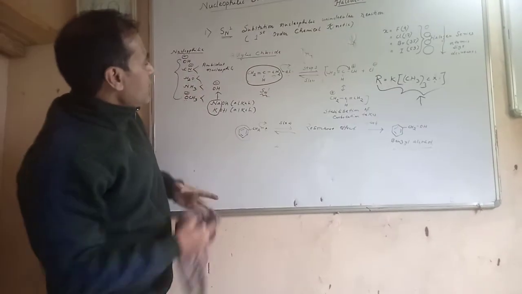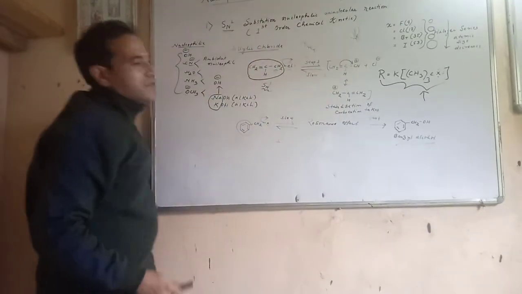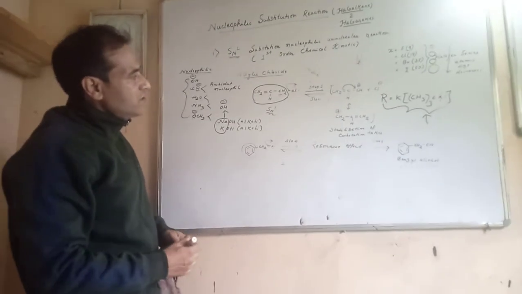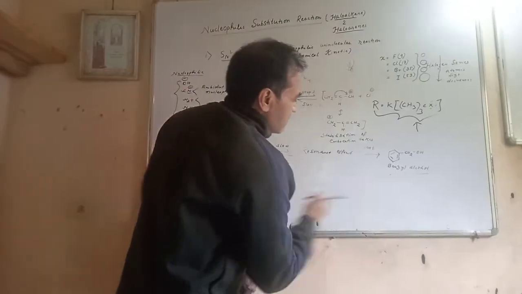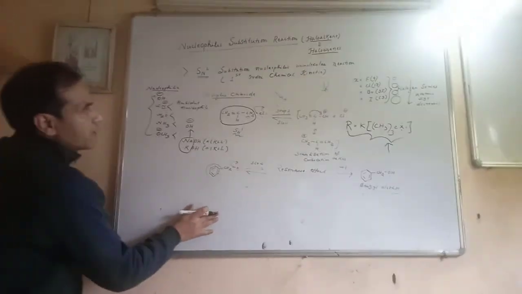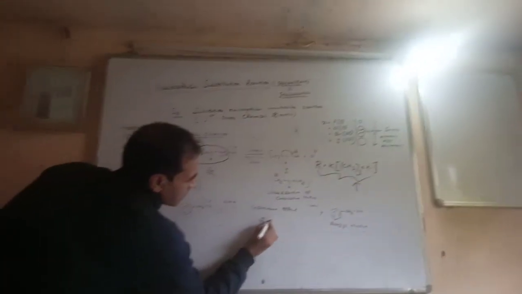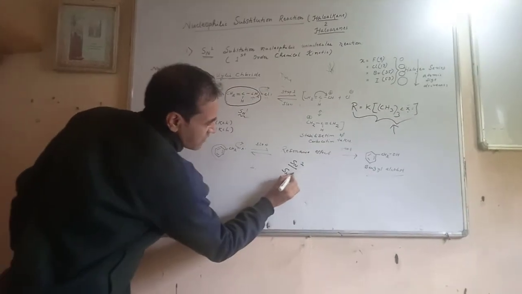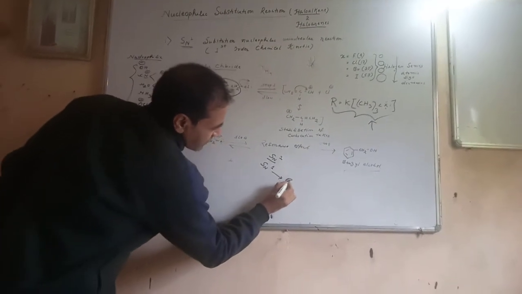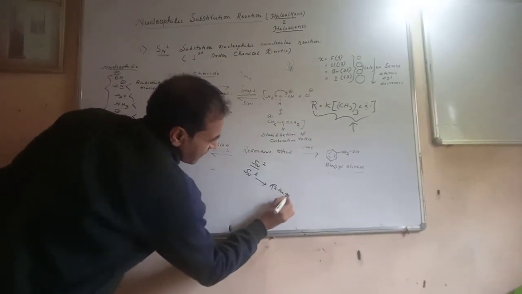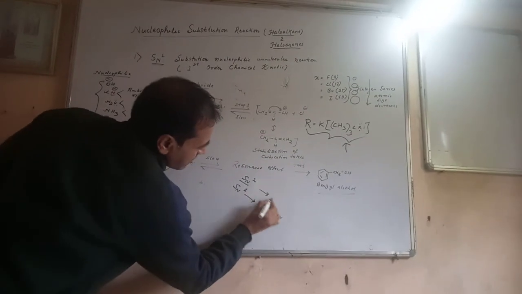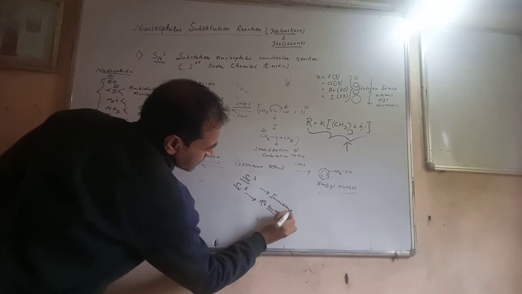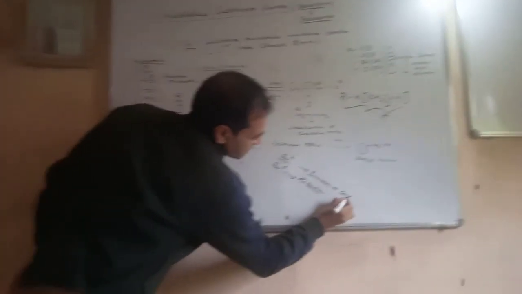Now you find there is a retention of configuration. When there is a retention of configuration, it means it is superimposable, but not mirror image. Okay, in the case of SN1, here you get a retention of configuration. Retention is same configuration. Here in SN2, inversion of configuration. Inversion of configuration.